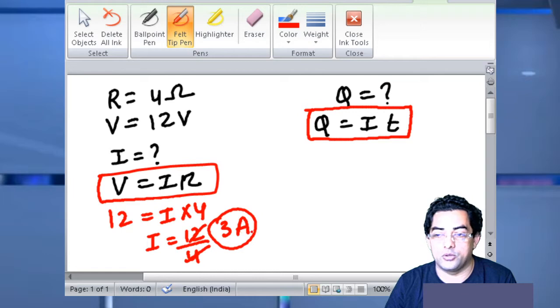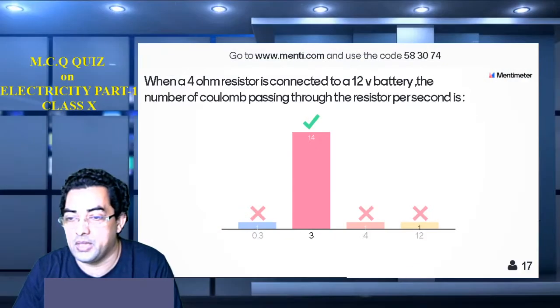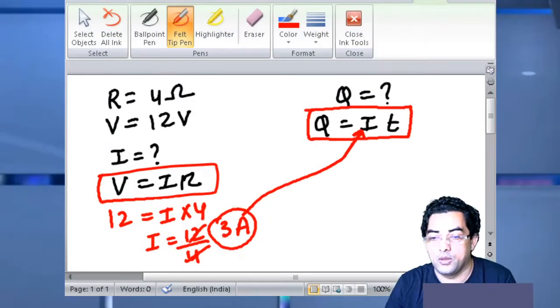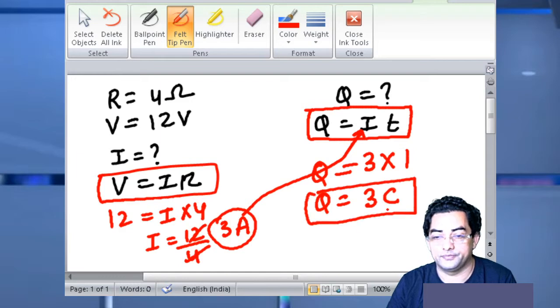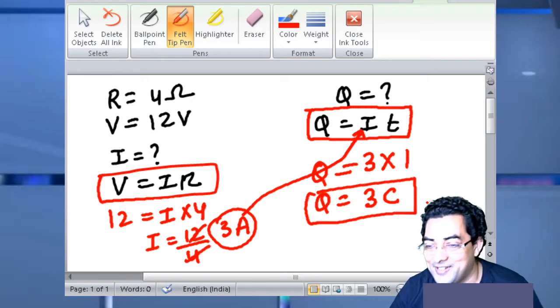I is equal to 3 amperes, and then you have to put I over here. Time is given as per second. See the question, time is per second. So if it is 1 second, it is 3 times 1, which is Q. So Q is 3 coulombs. Okay, that is how you solve it.